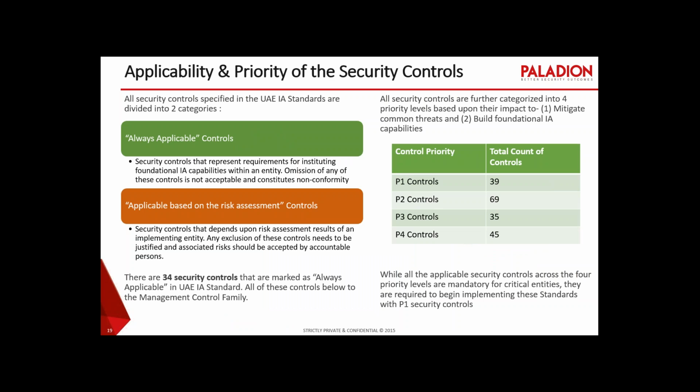All security controls specified in the UAE IA standard are divided into two categories. One is always applicable control. Security controls that represent requirements for instituting foundational IA capabilities within an entity are called always applicable, which means you cannot omit those controls, and that becomes an unacceptable thing for NESA. And the second type of control is applicable based upon risk assessment. These are the security controls that depend upon your risk assessment results. So you can exclude those controls, but you need to justify with proper evidence when the compliance process is happening.